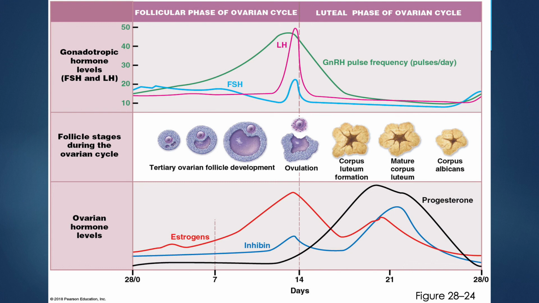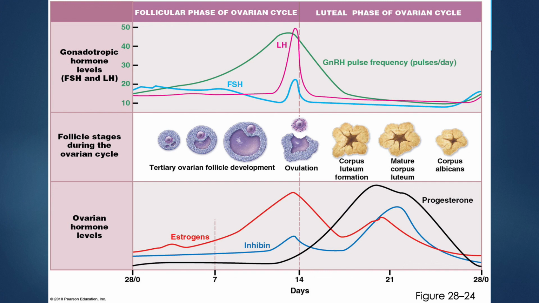However, we have gonadotropin releasing hormone pulse frequency rise up to just before ovulation, and then it decreases back down again. The follicle stages that coincide with this: you can see that the tertiary ovarian follicle develops. It finally ovulates around day 14, and then the corpus luteum develops because it's preparing for a pregnancy. Then you have a mature corpus luteum just shortly after day 21. And then, in the absence of a conception and embedding in the endometrium, that corpus luteum degenerates into a corpus albicans. Then down at the bottom, we have our ovarian hormone levels.